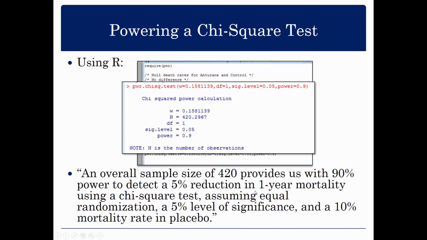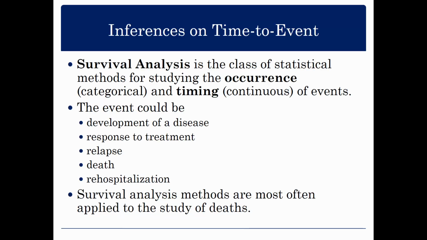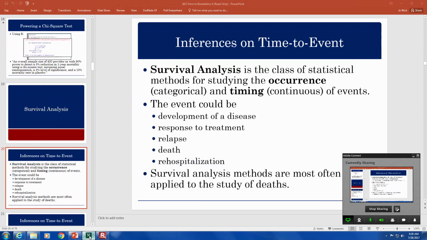Assuming, again, you need to be transparent about all the things that you assumed. That way, the person who's reviewing your protocol or reviewing your grant can make sure that the assumptions that you made are feasible. Any questions about the chi-square test? We can get into survival analysis. Let me make sure that we don't have any questions online. Doesn't look like we do.